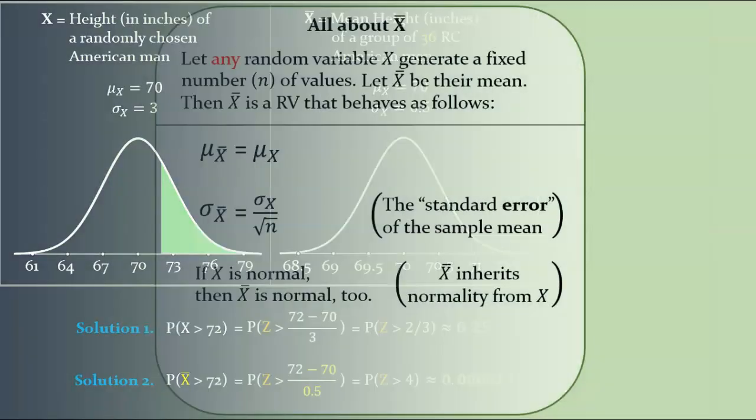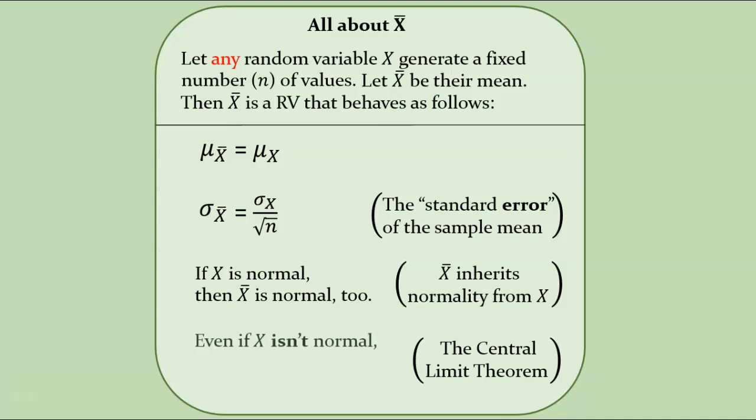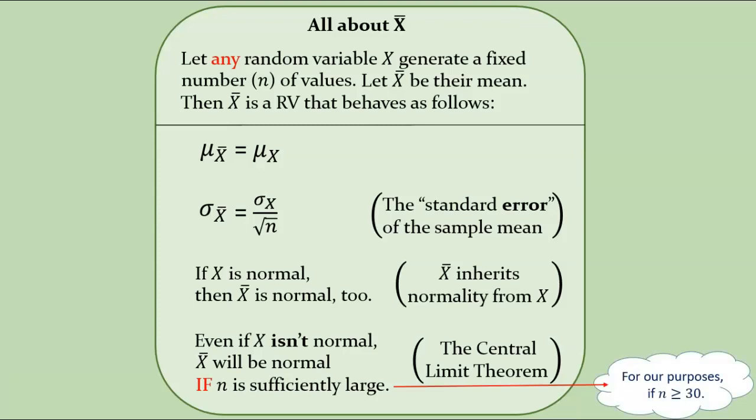Okay, let's return to the All About Xbar page for its grand finale, a result called the Central Limit Theorem, which is the heart of inferential statistics. The Central Limit Theorem tells us that even if x isn't normal, x bar will be normal, and this is the magical part, if n, the sample size, is sufficiently large. How large is sufficiently large? This is a somewhat subtle point, and it really depends on how abnormal x itself is, but for our purposes, we'll say that the Central Limit Theorem kicks in if the sample size is at least 30.